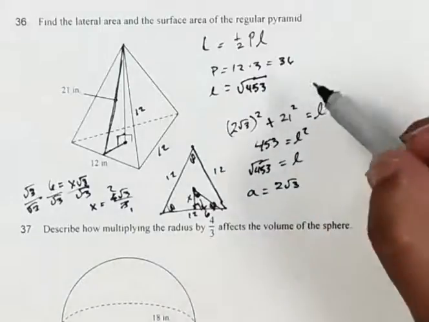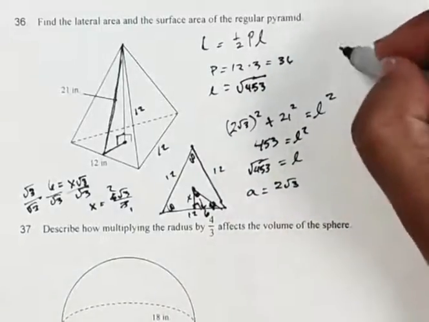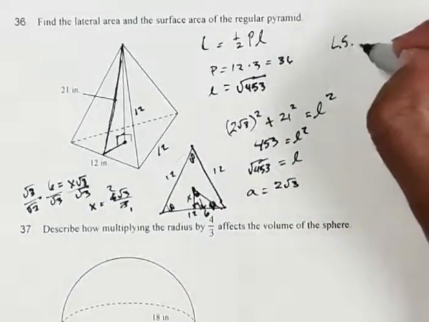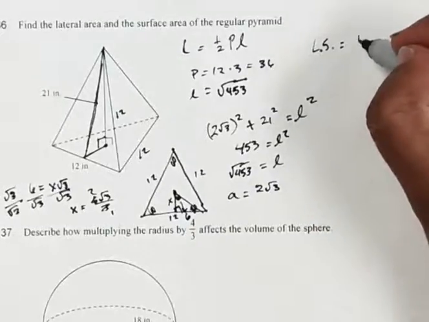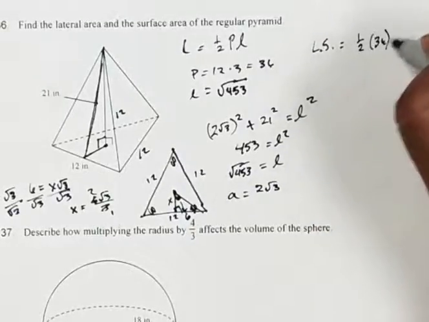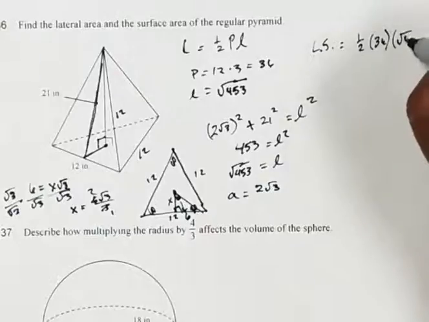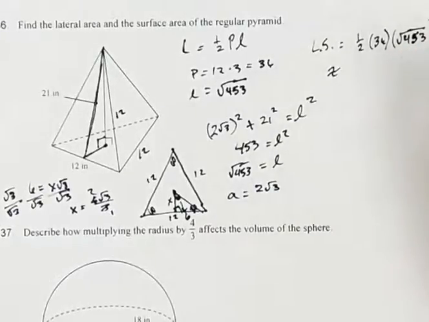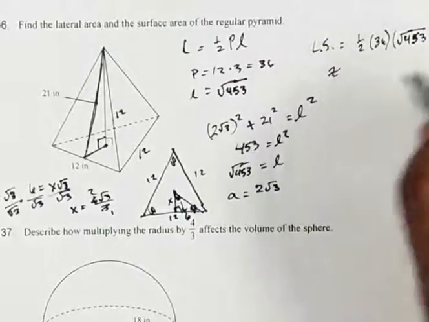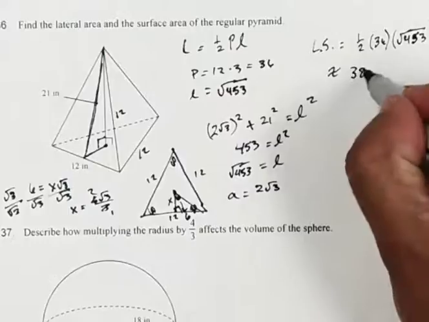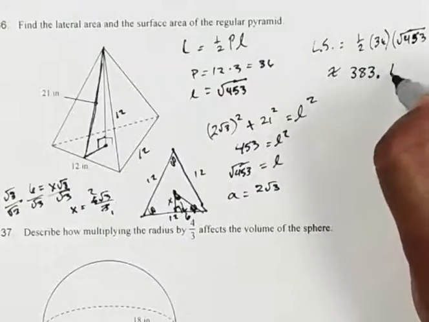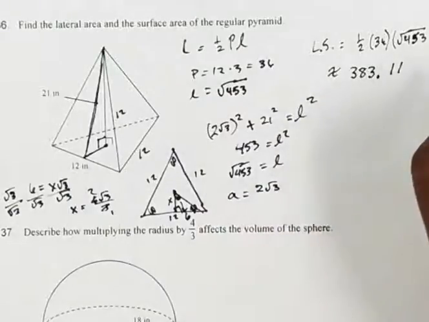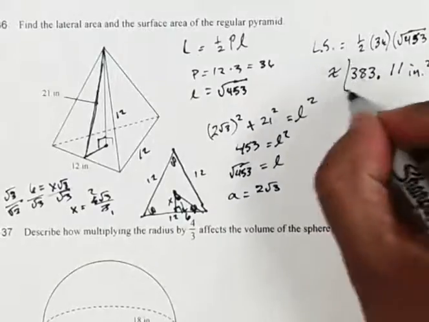Okay, so now if I plug this in, I'm going to have that my lateral surface area is equal to 1/2 times 36 times the square root of 453. And if I put this in the calculator and round it, I get 383.11, and that would be inches squared.